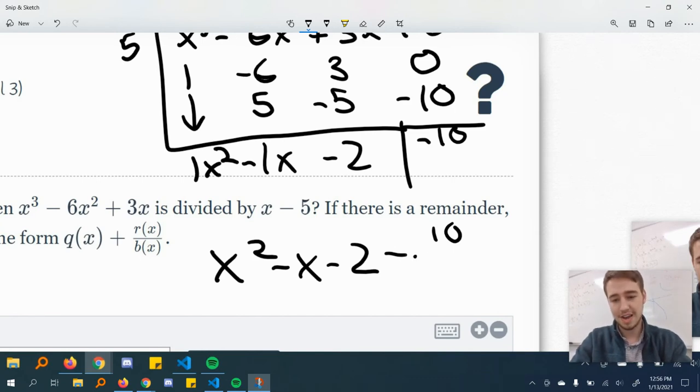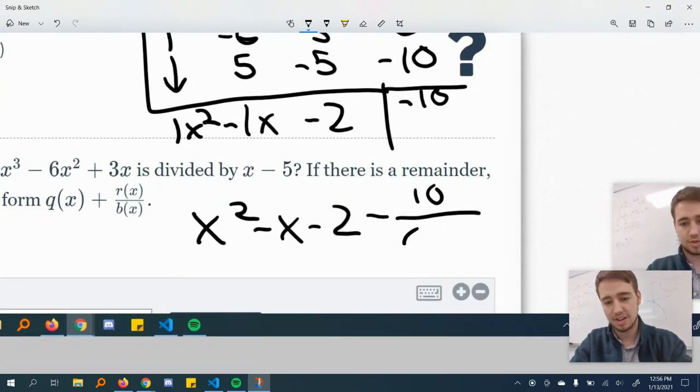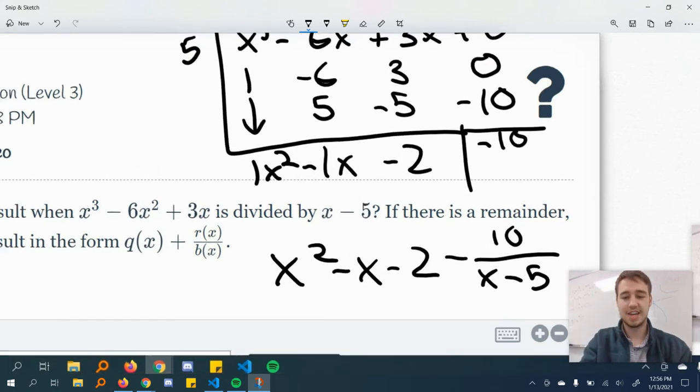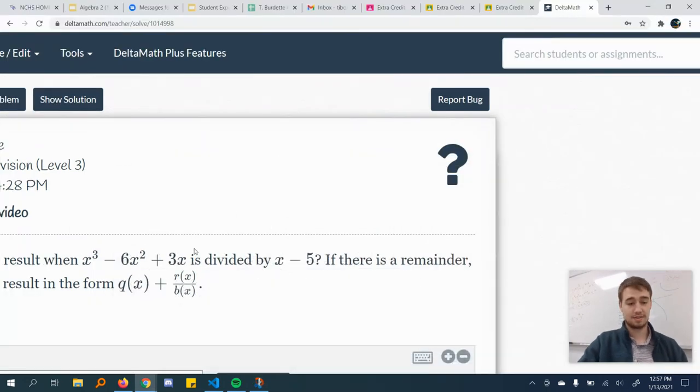We're going to divide that by x minus 5 because it doesn't go in there neatly. That's going to give us -10 over x minus 5, because if we had something that was like 10 less or 10 more, then we would actually have a divisor and it would factor out completely. But now we're going to need to include that remainder term. So x squared minus x minus 2 minus 10 over x minus 5.